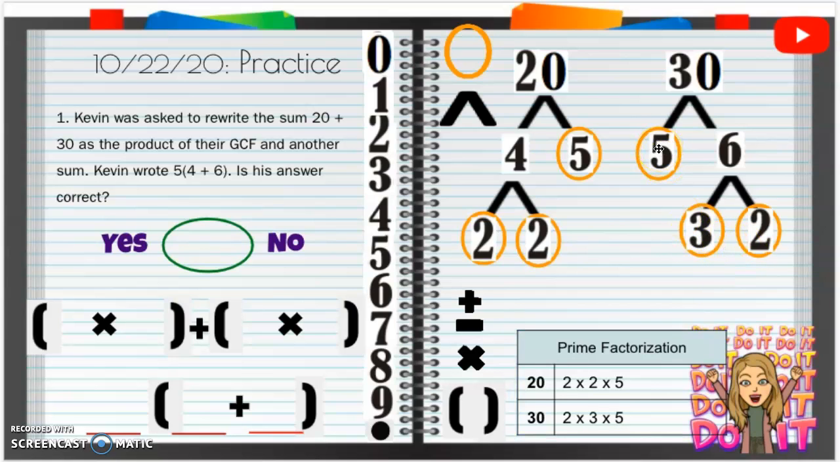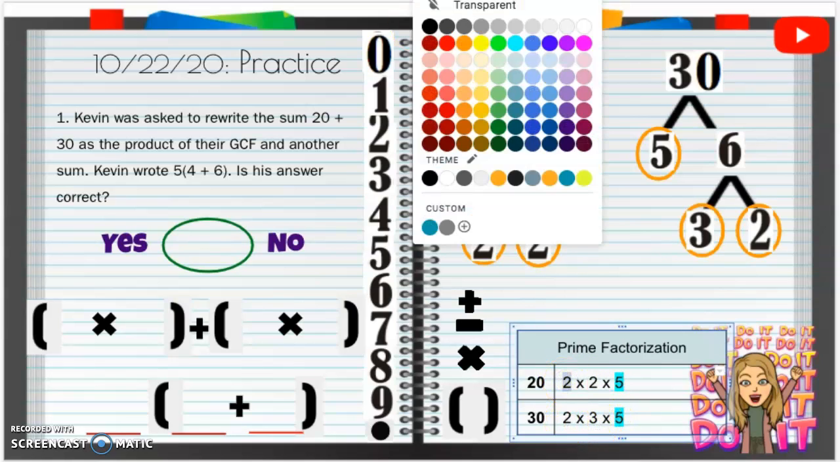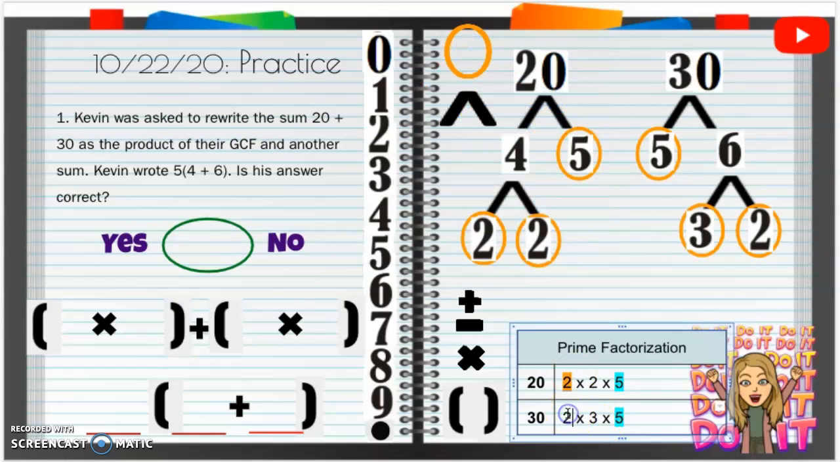Now we need to figure out what they share. So let's see. He said they only share 5. Let's see. They do share 5, so I'm going to highlight that in blue. What about, do they share anything else though? Do they share a 3? No. What about a 2? Yeah, they share a 2. So Kevin here forgot to say that they also shared a 2.